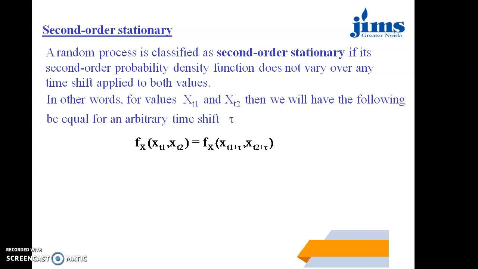If the two values are x(t1) and x(t2), then fX(x(t1), x(t2)) is given as fX(x(t1 + tau), x(t2 + tau)), where tau is an arbitrary shift. So the PDF function does not vary for any time shift, but it has to be a constant or fixed value, the same value for both functions x(t1) and x(t2), and that shift is given by the time variable tau.